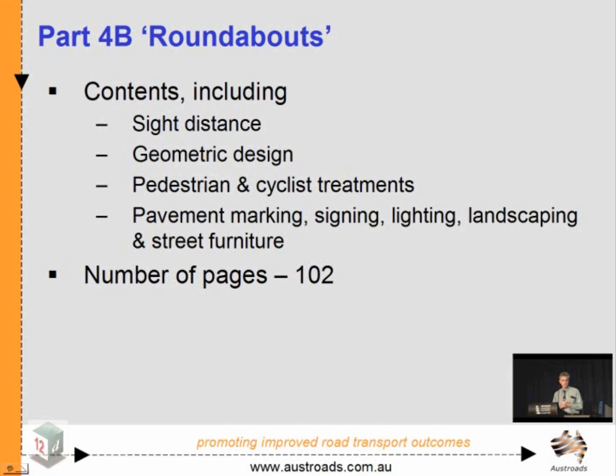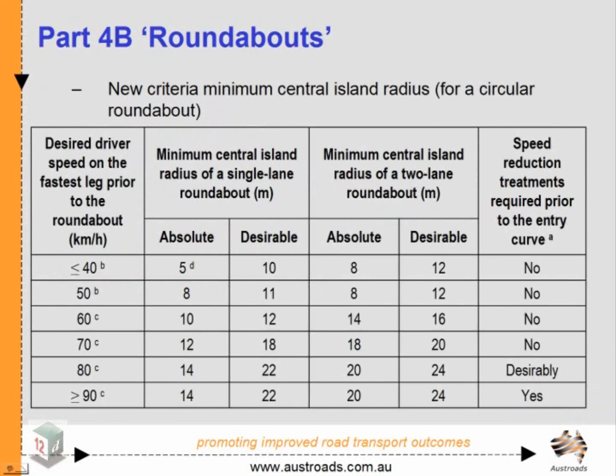Part 4B is roundabouts, and some of that material has been taken from the Road Planning Design Manual, some has been taken from the previous Guide to Traffic Engineering Practice Part 6. Some of the new criteria in there, against what we've got in our Road Planning Design Manual in Queensland, is a new table on minimum central island radius. I won't go into how that was derived, but it basically has been derived from some of the work undertaken in Queensland from the roundabout safety study.